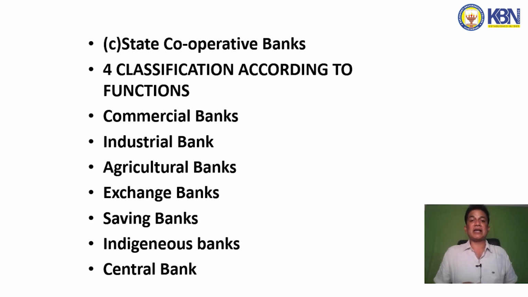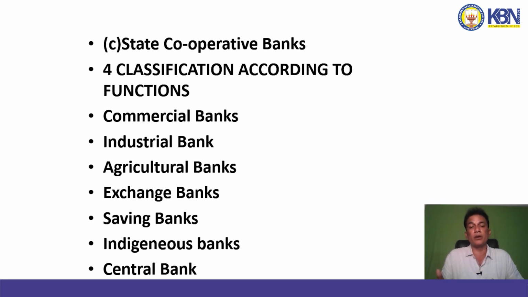So next one is classification according to the functions: commercial banks, industrial banks, agriculture banks, exchange banks, savings banks, indigenous banks, and central bank. What is a commercial bank? Already we discussed it. It is a common bank, a very ordinary bank. The main motto of a commercial bank is to earn profit while rendering services for the benefit of the people and other organizations in the society.